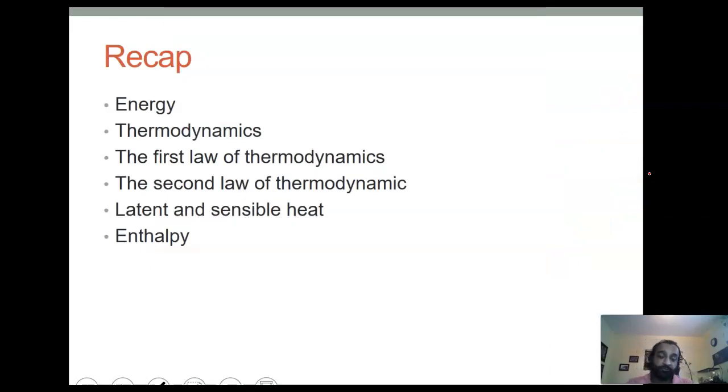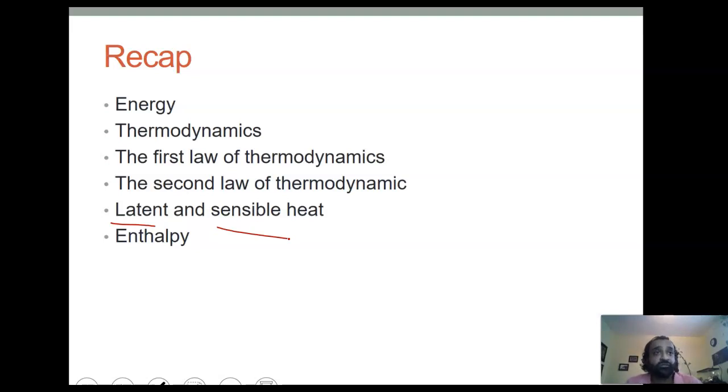Recap: we talked about energy, the first law of thermodynamics, and the second law of thermodynamics: heat moves from hot to cold, and if we want to do the opposite, we have to put in an equal amount of work. I hope we got that. Latent and sensible heat: latent heat is heat we cannot measure, heat that does not change the temperature, and sensible heat is heat that changes the temperature.